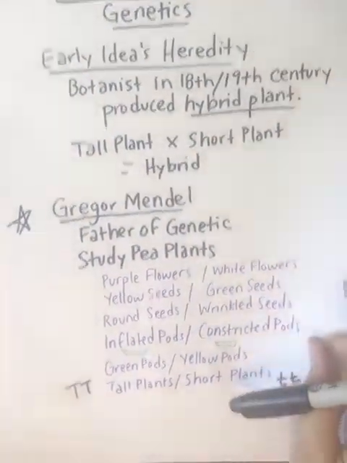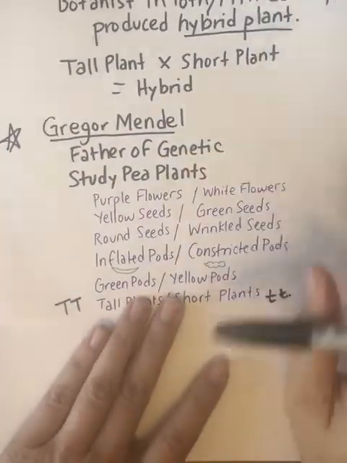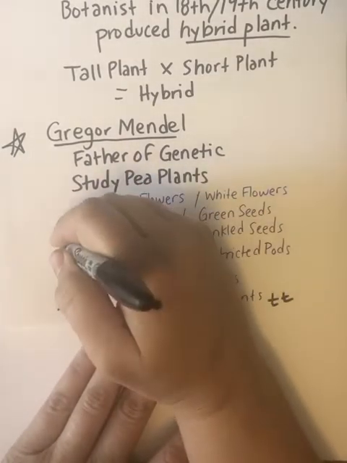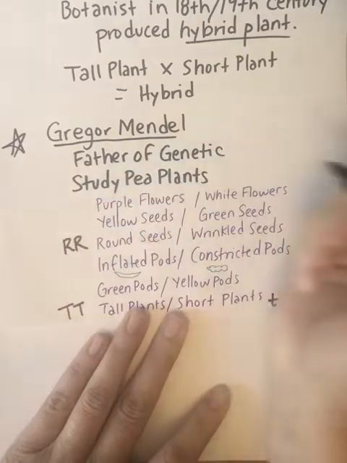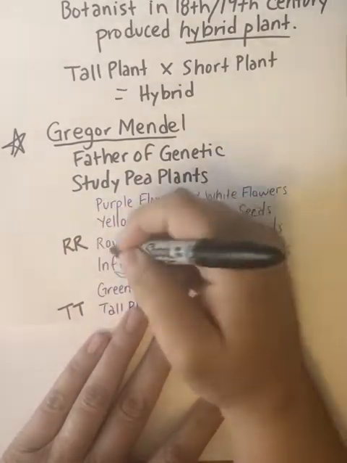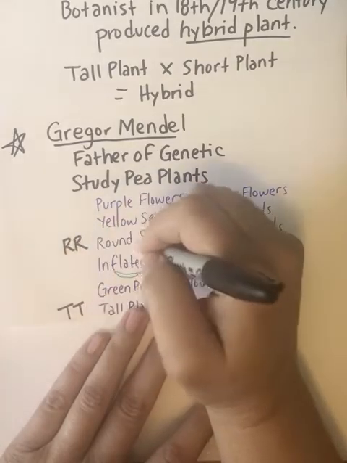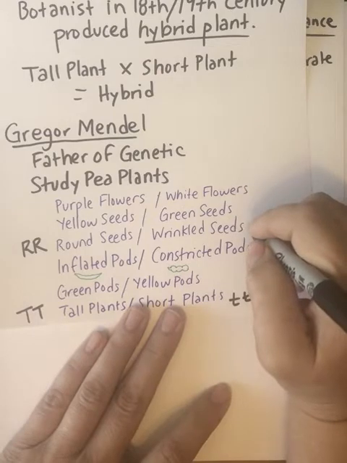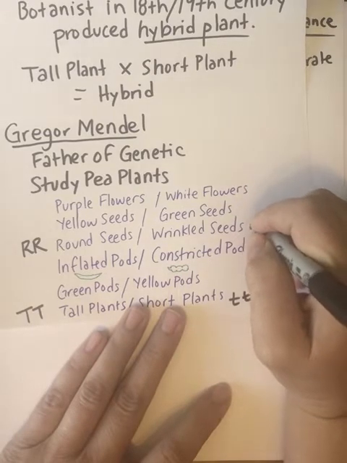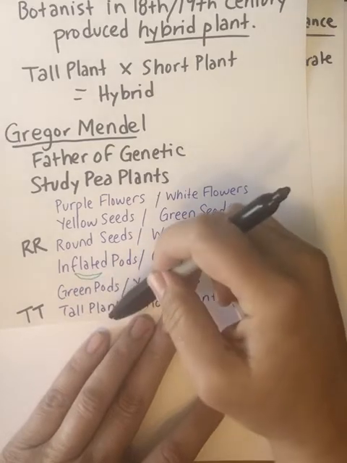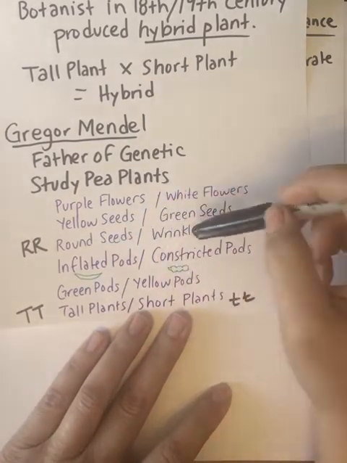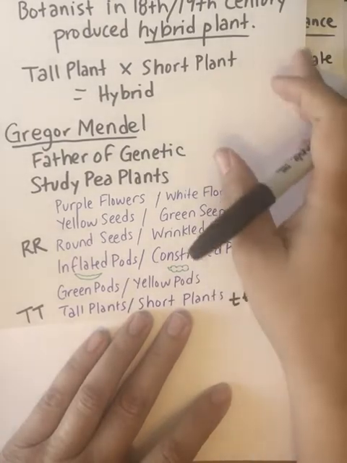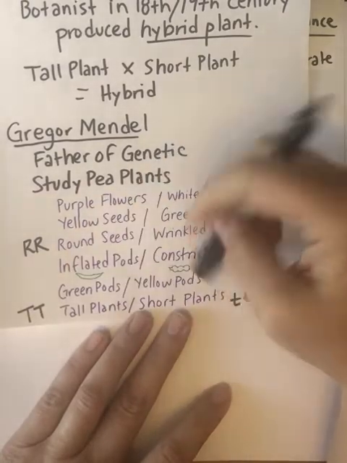So when we do the study of pea plants, if we said that round seeds are true breeding, we could say big R, little r, big R are round seeds. This is a true breeding strain. And your wrinkled seeds are recessive true breeding strains. You could cross a tall plant with round seeds with a short plant that has wrinkled seeds. So you're crossing two separate traits instead of one.